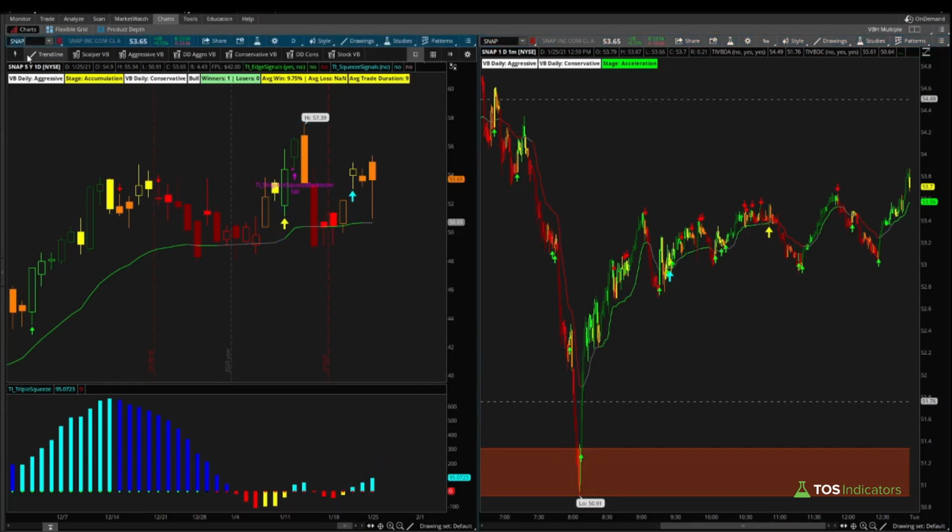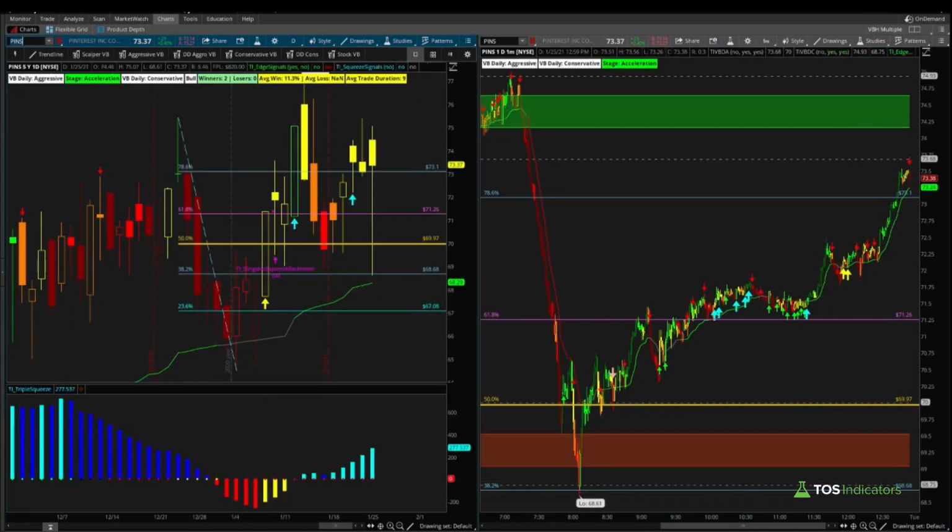Let's contrast this with the setup in Pinterest here. So if I come into Pinterest, you should notice something very similar here. Pinterest first appeared on our Slingshot Squeeze scans on January 7th. That's when we had this yellow arrow plot. From that standpoint, we had 2 squeeze signals plot after that, using just the Slingshot Squeeze. That over the past 5 years has triggered 2 times. Both of those times were winners. Average win there was 11.3%, so fairly nice winner there.